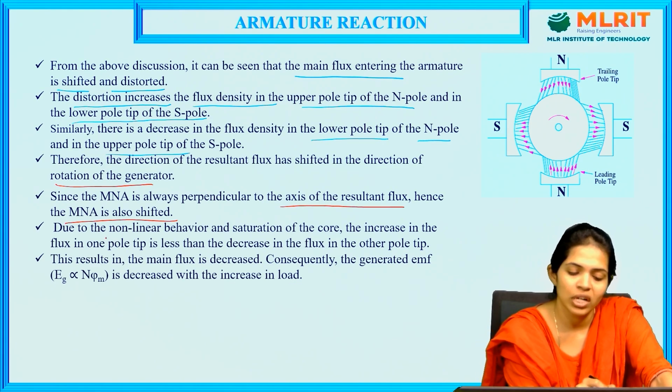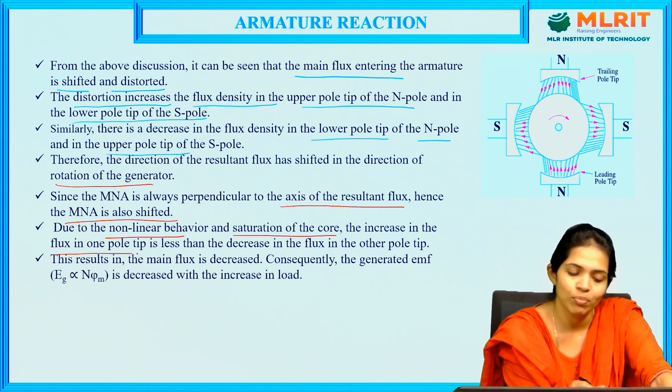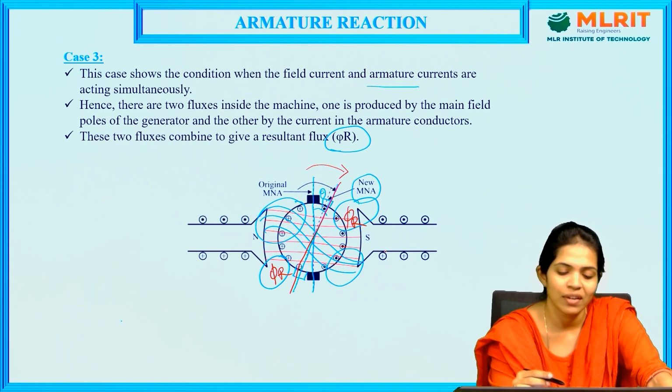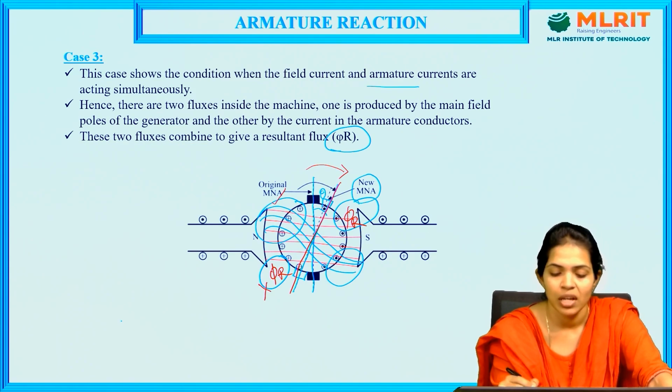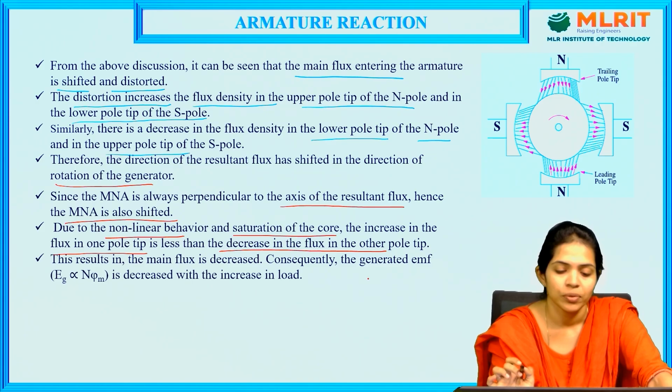Due to this nonlinear behavior and saturation of the core, the increase in flux in one pole tip is less than the decrease in the flux in the other pole tip. So we have seen this. Here there is an increase in flux, here there is a decrease in flux. Here again there is an increase in flux, and again we can see the decrease in flux here. So on the same poles we can find different intensities of the resultant flux, both on the north pole and south pole.